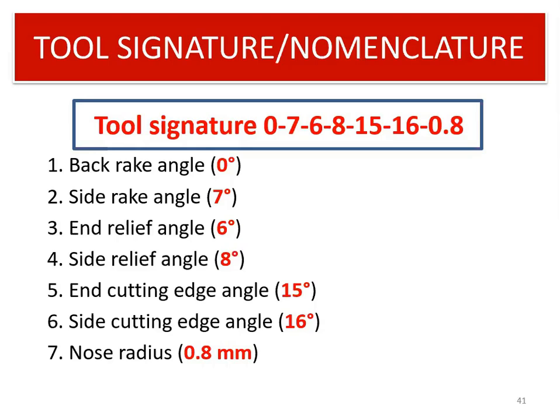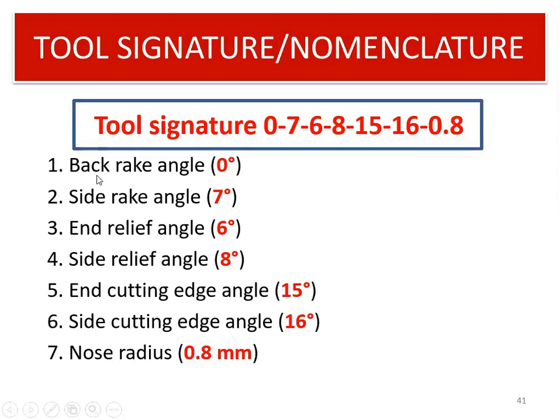Let's speak about each term and repeat it. At the first place is your back rake angle. At the second place is your side rake angle. So dear students, as you can see, both rake angles are given in the first places. The rake face is on the top, so that's why both terms are on the top. Then come your end relief and side relief. The terms for relief angle are given in third and fourth place. Fifth and sixth place is your end cutting edge angle and side cutting edge angle.